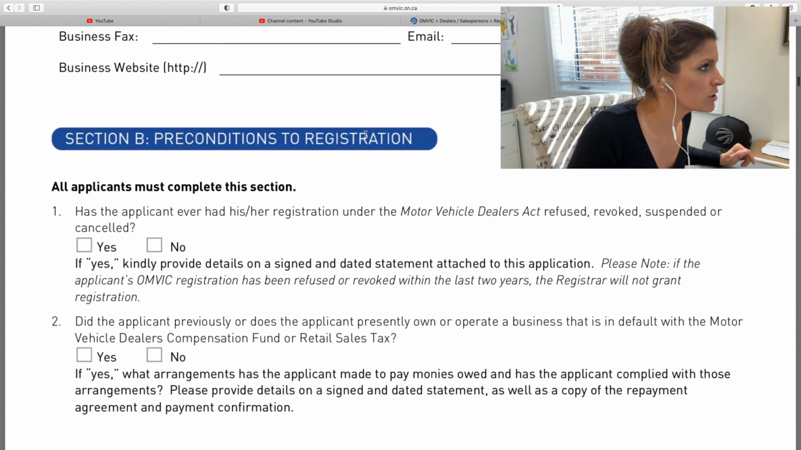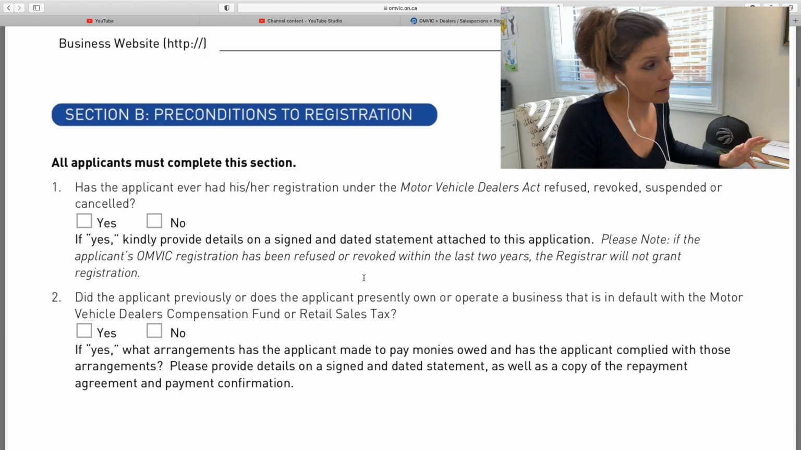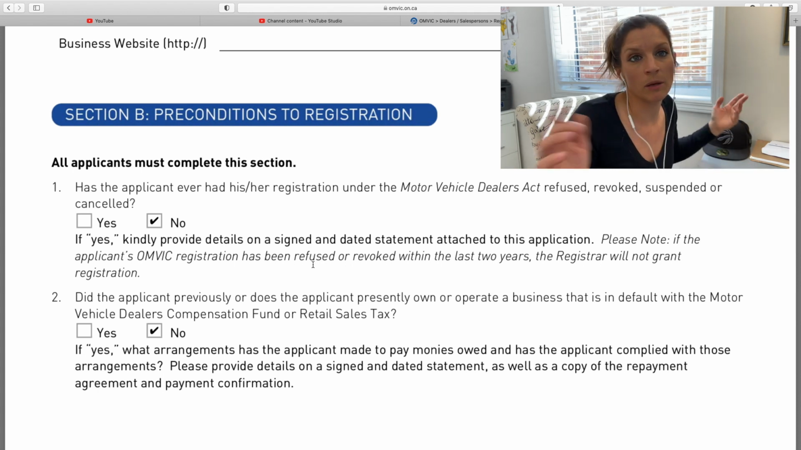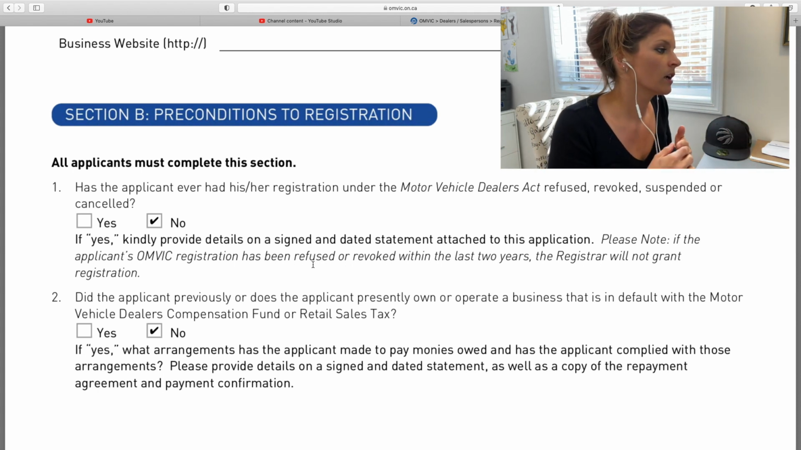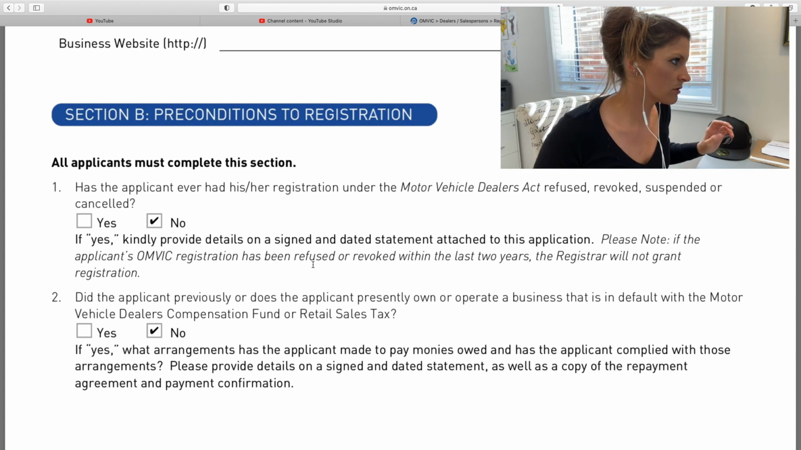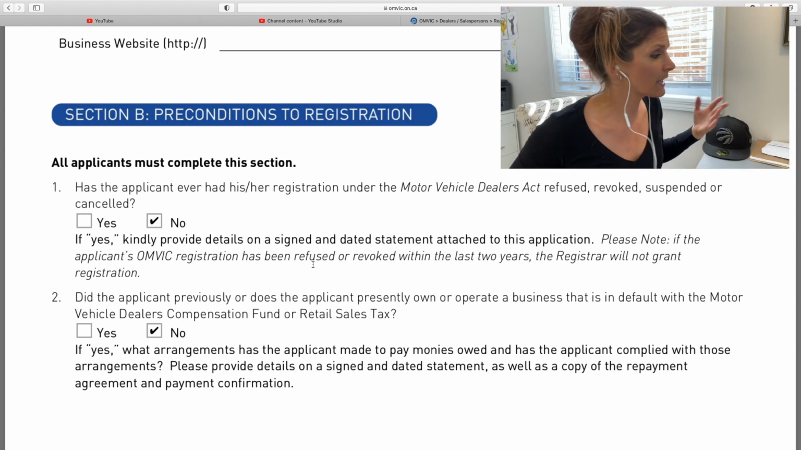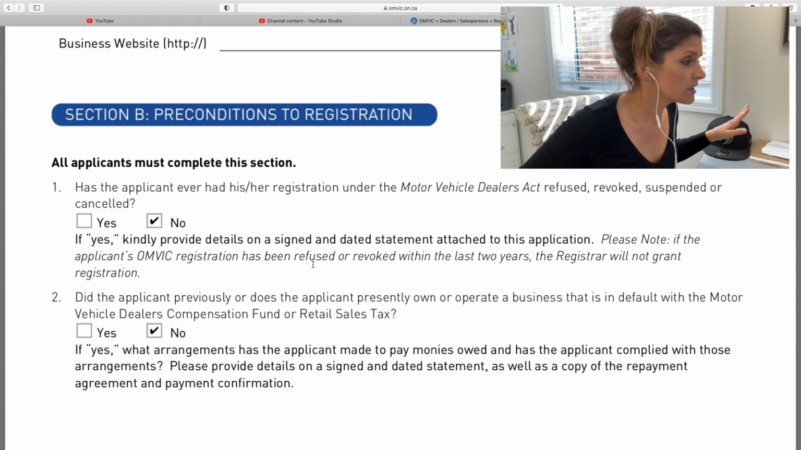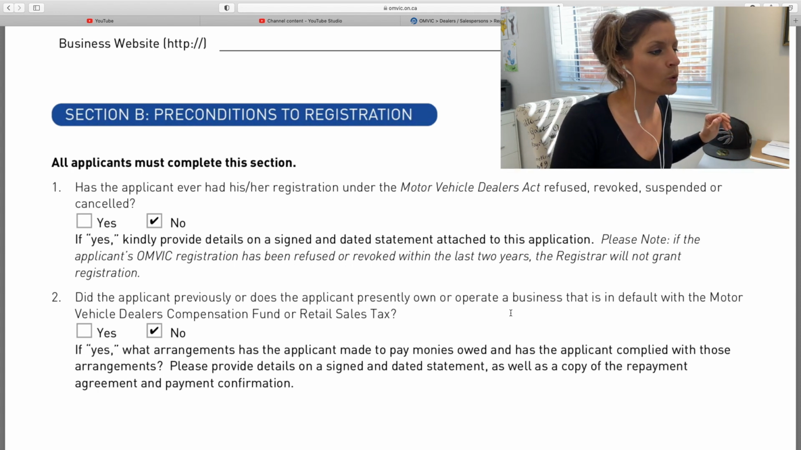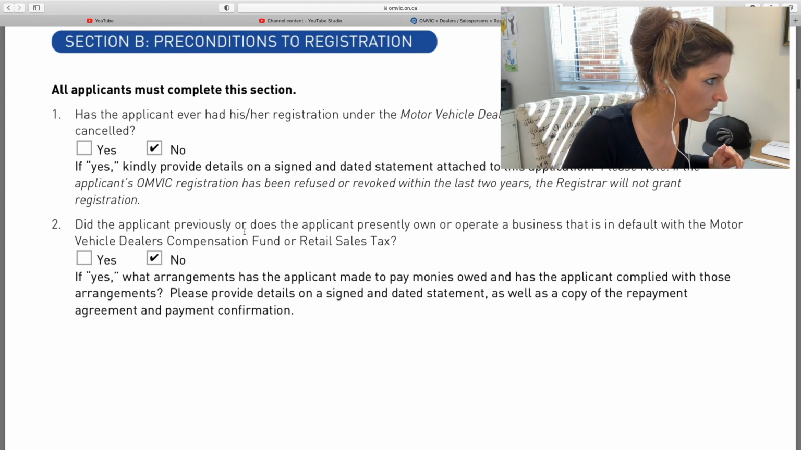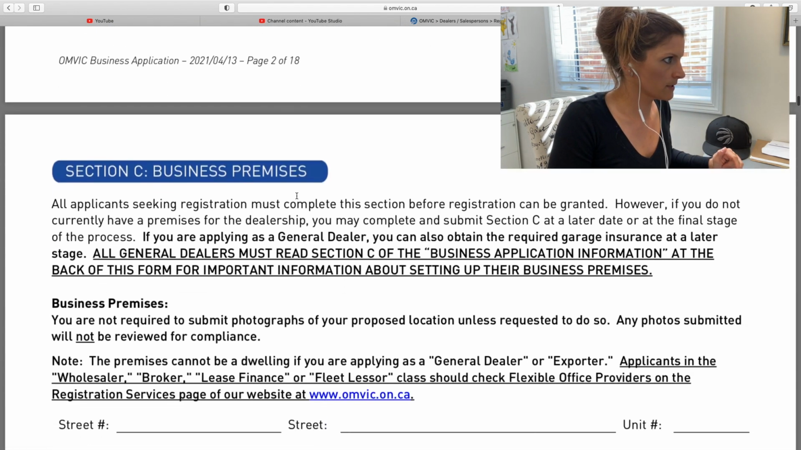Here are the preconditions to registration in section B. Like in the individual application form, it's the same questions, and you're hopefully going to say no because you're a first-time dealer and you've never registered a business or a dealership before. The first question is: have you ever registered under the Motor Vehicle Dealers Act before, or has your registration ever been refused, revoked, suspended, or canceled? No, because this is the first time. Did the applicant previously, or does the applicant presently, own or operate a business that is in default with the Motor Vehicles Compensation Fund or the retail sales tax? We're going to click no for those answers for this example.